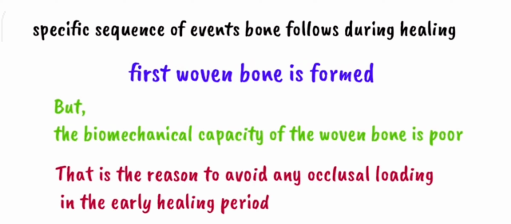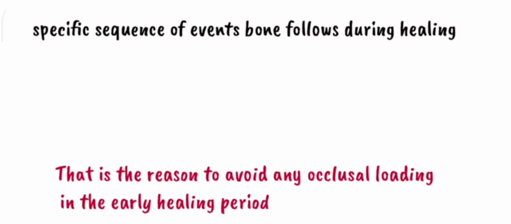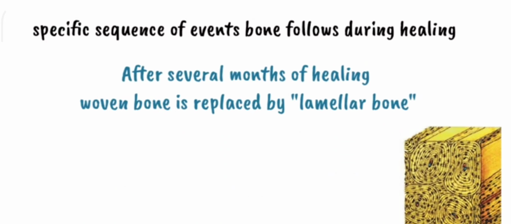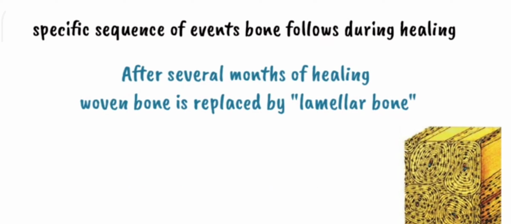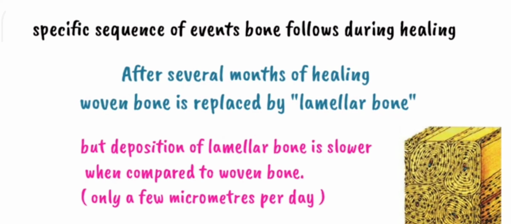After several months, the woven bone is replaced by lamellar bone. Lamellar bone comparatively is organized, parallel layers of collagen fibrils are present and mineralization is relatively dense. Contrary to the fast growing woven bone, lamellar bone formation occurs at a slow pace, only a few microns per day.